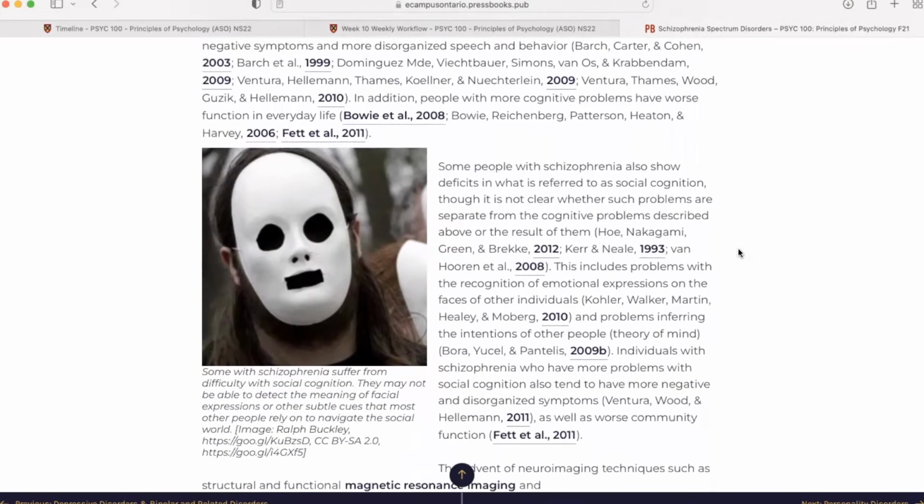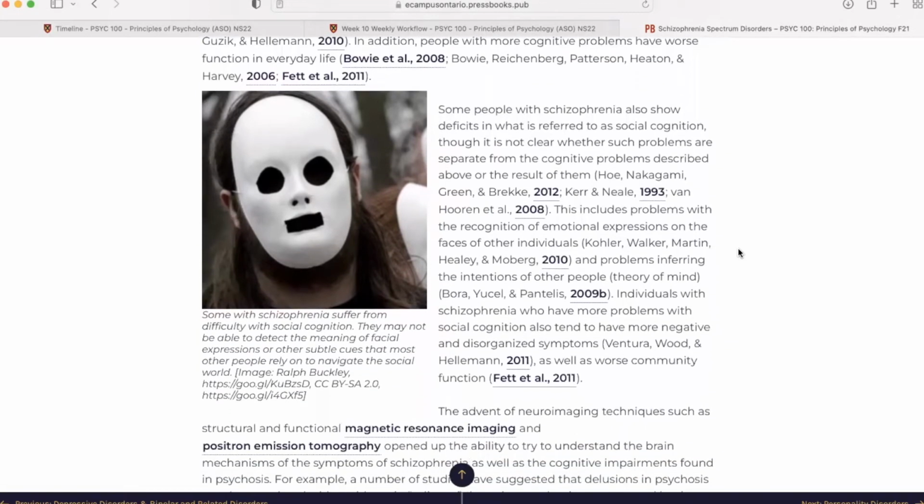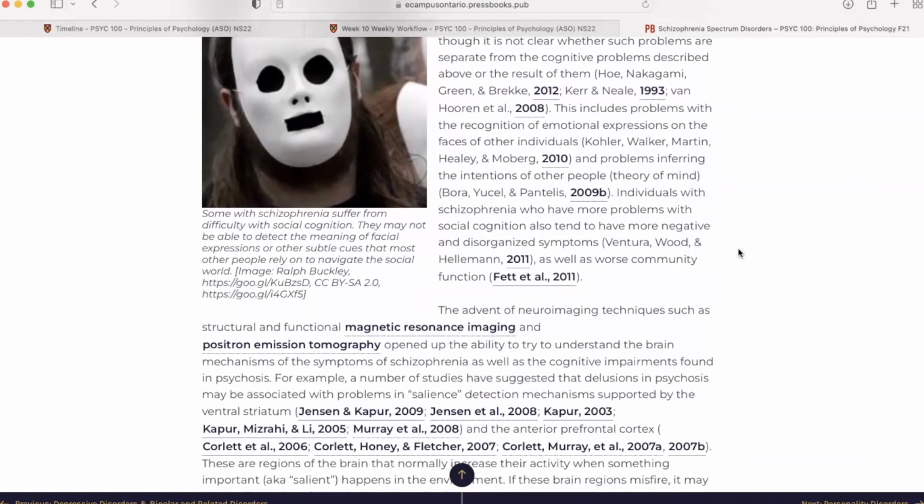Some people with schizophrenia also show deficits in what is referred to as social cognition, though it is not clear whether such problems are separate from the cognitive problems described above or the result of them. This includes problems with the recognition of emotional expressions on the faces of other individuals and problems inferring the intentions of other people, theory of mind. Individuals with schizophrenia who have more problems with social cognition also tend to have more negative and disorganized symptoms.